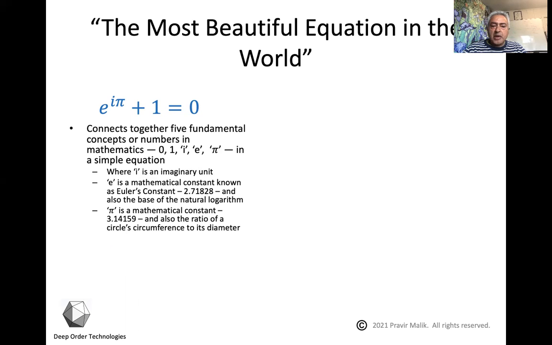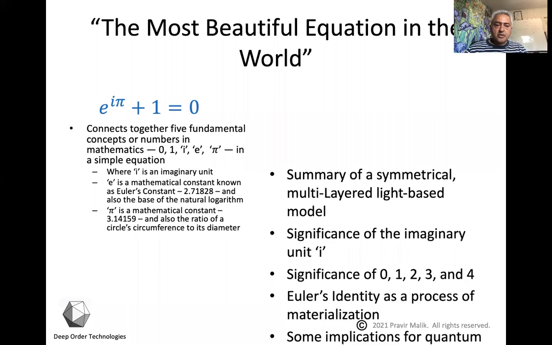And i is an imaginary unit. e is a mathematical constant, which is known as Euler's constant, and it's pegged at a value of 2.71828. And pi is also a mathematical constant, 3.14159, and is also the ratio of a circle's circumference to its diameter.